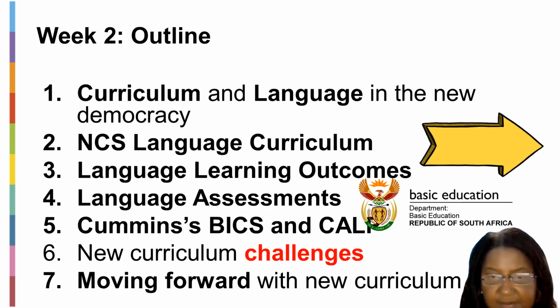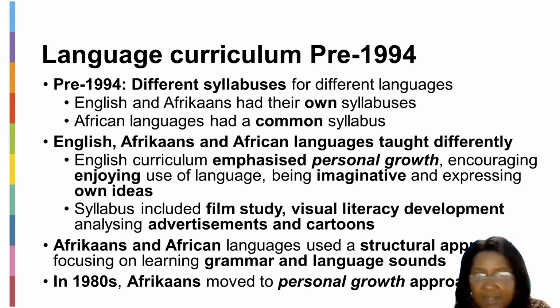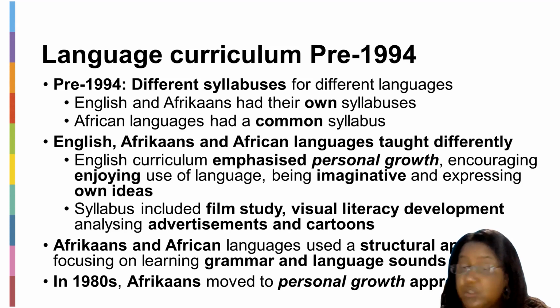We're going to look at language curriculum pre-1994. Pre-1994, there were different syllabuses for different languages. English and Afrikaans had their own syllabus, so they had their own curriculum. And then African languages had a common syllabus. So you can make of that what you want to. So English, Afrikaans, and African languages were taught differently.